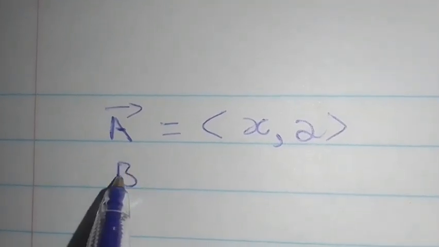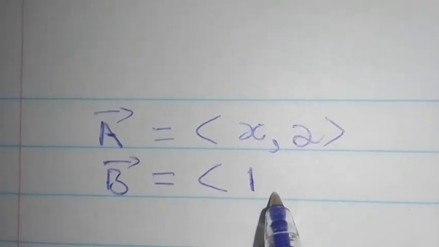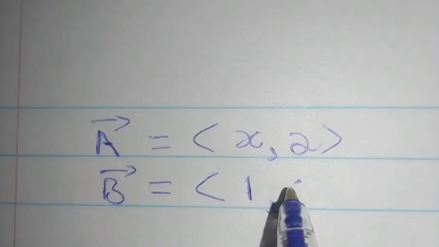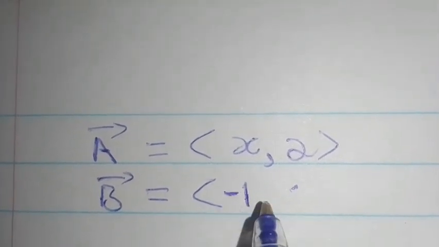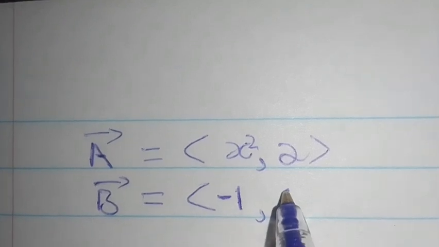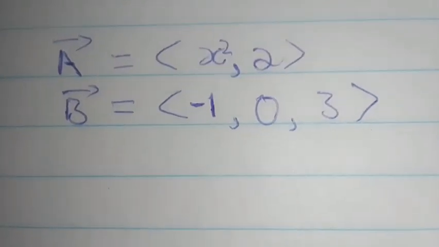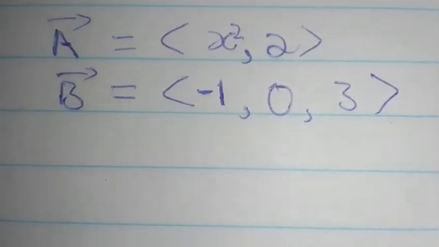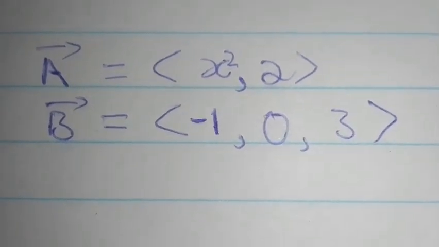And we have vector B, which is denoted by 1, which is denoted by -1, and let's say this one is x squared, -1, 0, and 3. So we have these two vectors here. If we have these two vectors, where will they be orthogonal? Find the value of x such that these two vectors are orthogonal.